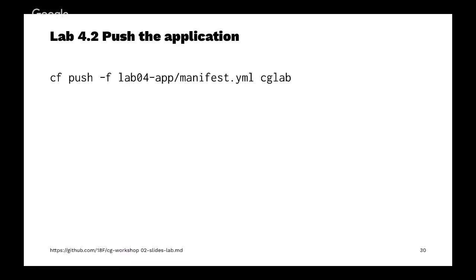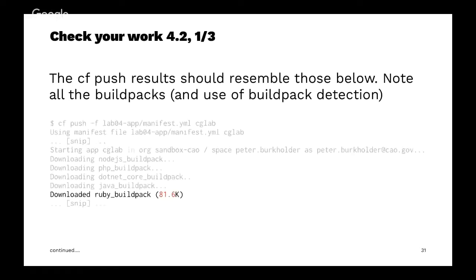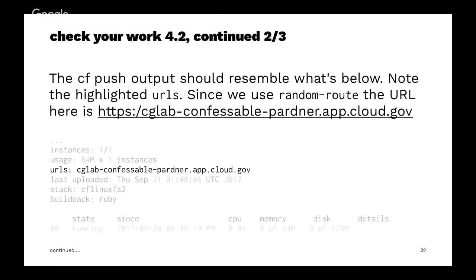As before, to push this application, you run cf push -f, the path to the manifest, lab4 app manifest.yaml, and the name of the application. And when that runs, you should see that it's downloading a Ruby buildpack. And when the push completes, you'll have a URL that has some random words that you can follow to see the new version, the new application you have running.